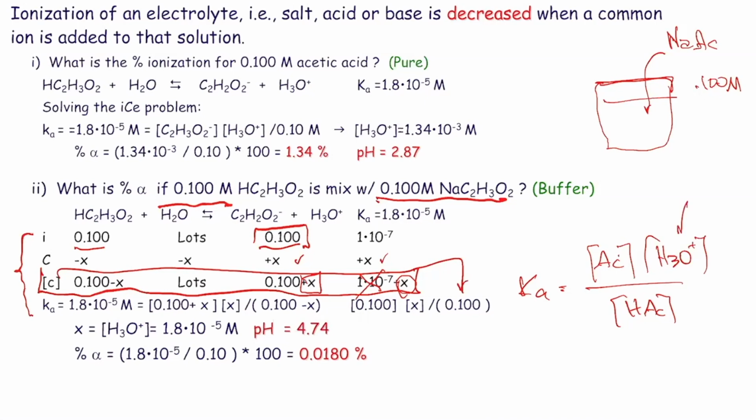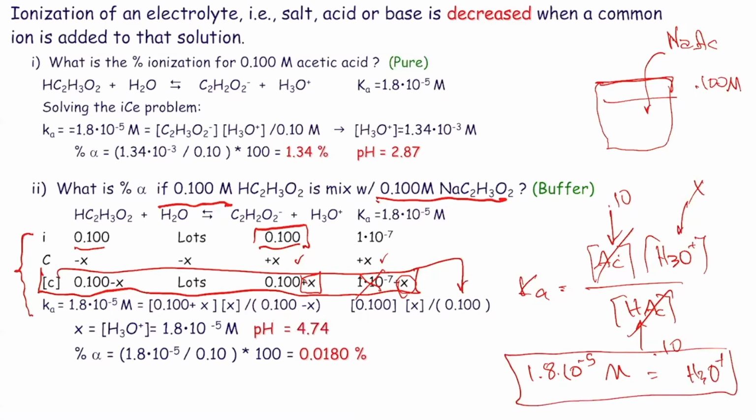So this number is X, this number is 0.1. And if we assume that X is much smaller than 0.1, then this number is also 0.1. Guess what? That and that cancel. So what is our hydronium ion concentration? It's just equal to the Ka, which happens to be 1.8 times 10 to the minus 5. So that's your hydronium ion concentration, H3O+. You guys are going to be grateful when the common ion is equal to the acid concentration at equilibrium. Why? Because it really simplifies the problem.